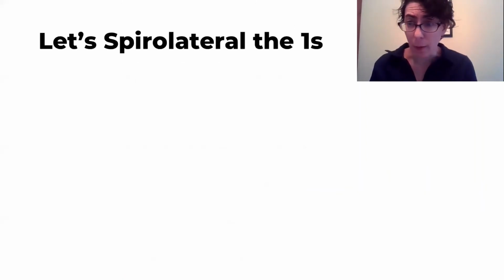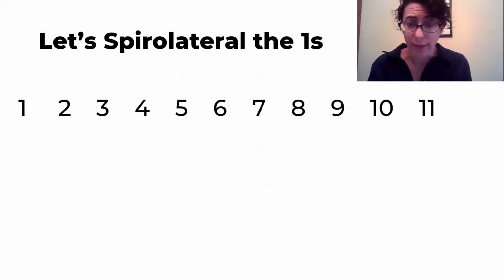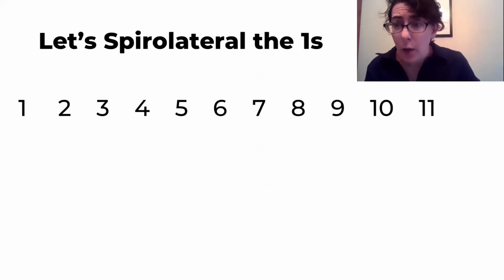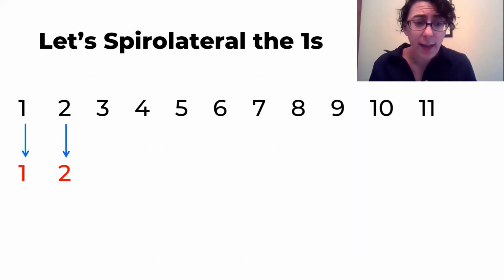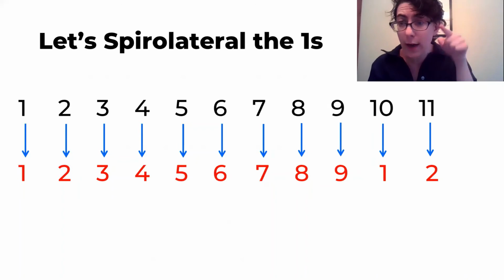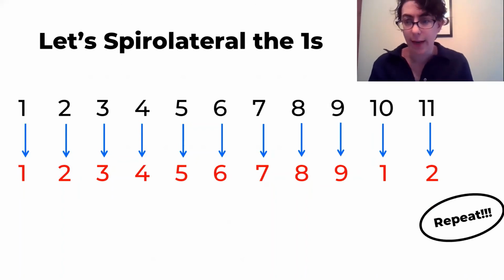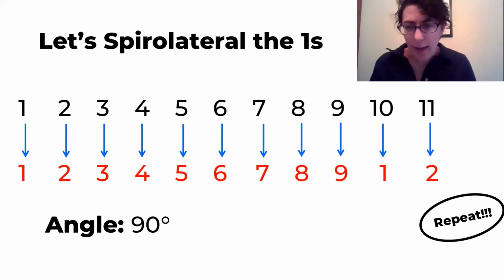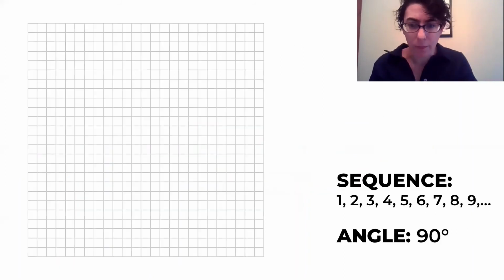Now, let's spirolateral the ones. Well, you think the ones are boring? 1, 2, 3, 4, 5, 6, 7, 8, 9, 10, 11, etc. Well, just add up the digits and we can find a really easy repeated sequence. And should we go for 90 degrees again? Sure, 90 degrees. And let's build.